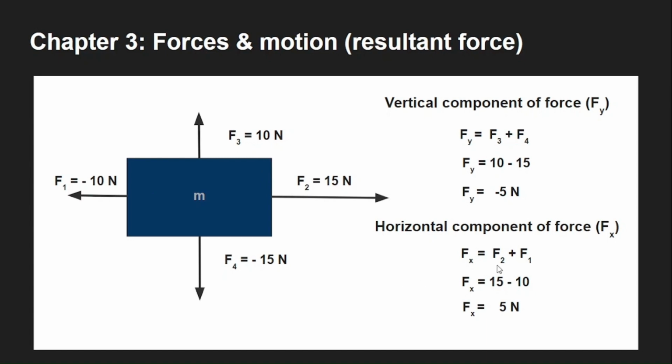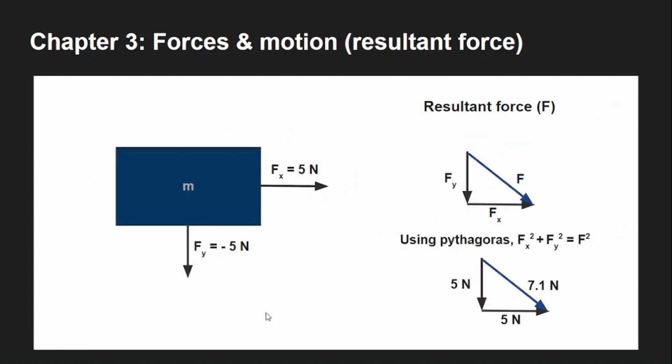So Fx is equal to, well, I've said F2 plus F1. F2 is 50 newtons and acts to the right. F1 is 10 newtons and acts to the left, but because it acts to the left, it's minus 10 newtons. And Fx, the net horizontal force, is 5 newtons acting towards the right. And this makes sense, right? So we've got a net 5 newtons acting towards the right and a net 5 newtons acting downwards.